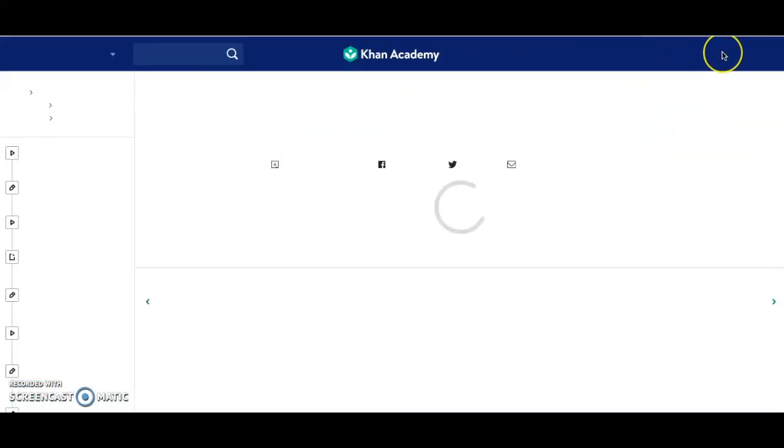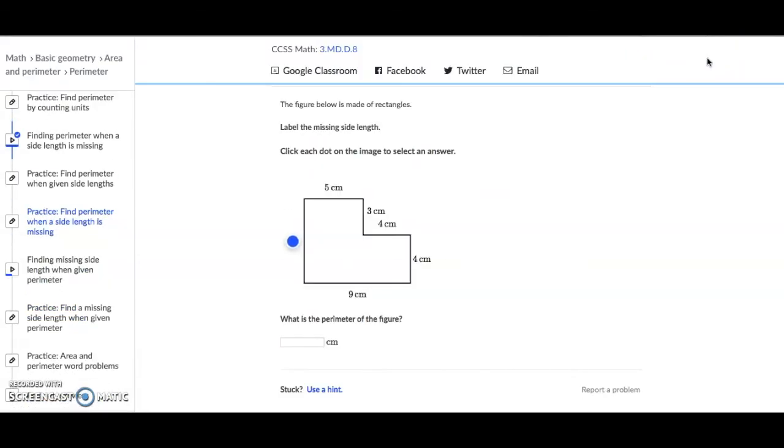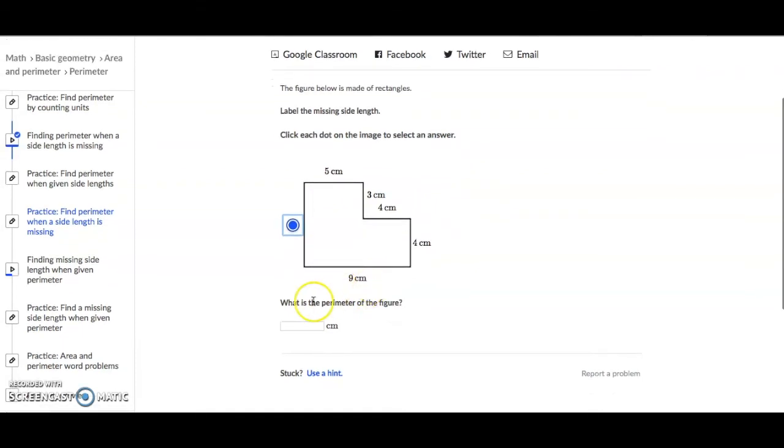I'll show you what it looks like. So it'll look like this. Might be a different problem. Make sure you read all of the directions. The figure below is made of rectangles. Label the missing side length. Click each dot on the image to select an answer. So anytime you see a flashing dot like this, you have to click on it and then choose your answer for the missing side length. Then you'll answer the question at the bottom that says what is the perimeter of the figure, or whatever the question is, and you'll type your answer into the box.